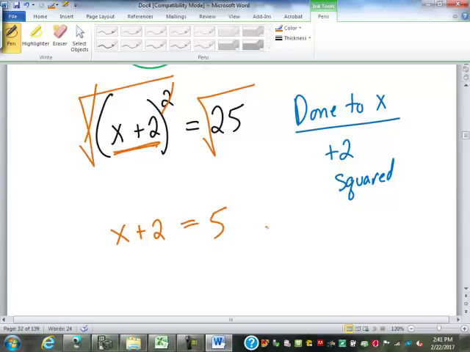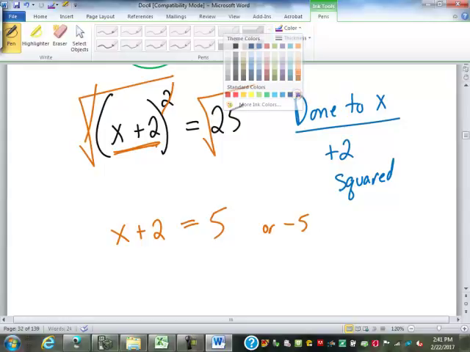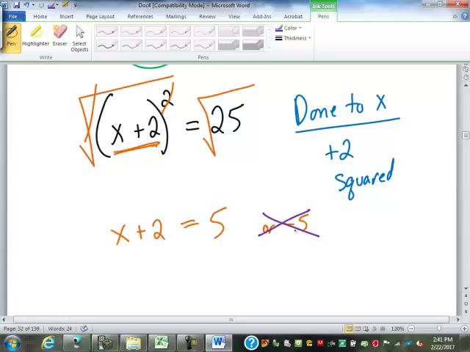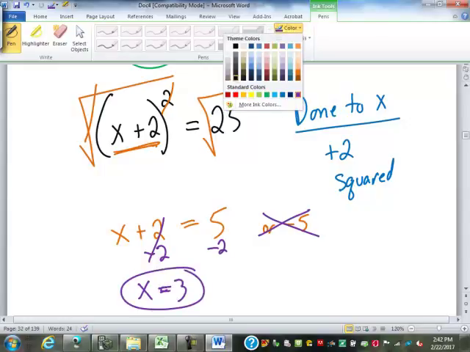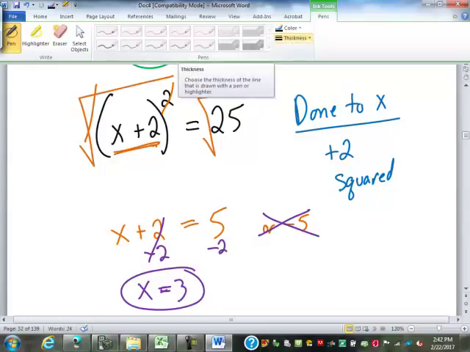Technically, as we said, it's 5 or negative 5. And if this were a formal college algebra class, we would have to solve the x plus 2 equals 5 and the x plus 2 equals negative 5. We'd have to solve 2 equations to get 2 different answers. For now, we're not worried about that negative part. We're just going to deal with the positive 5. So what do we do to finish solving this? Perfect. We subtract 2. So that 2 is gone. X is equal to 3. Any questions?